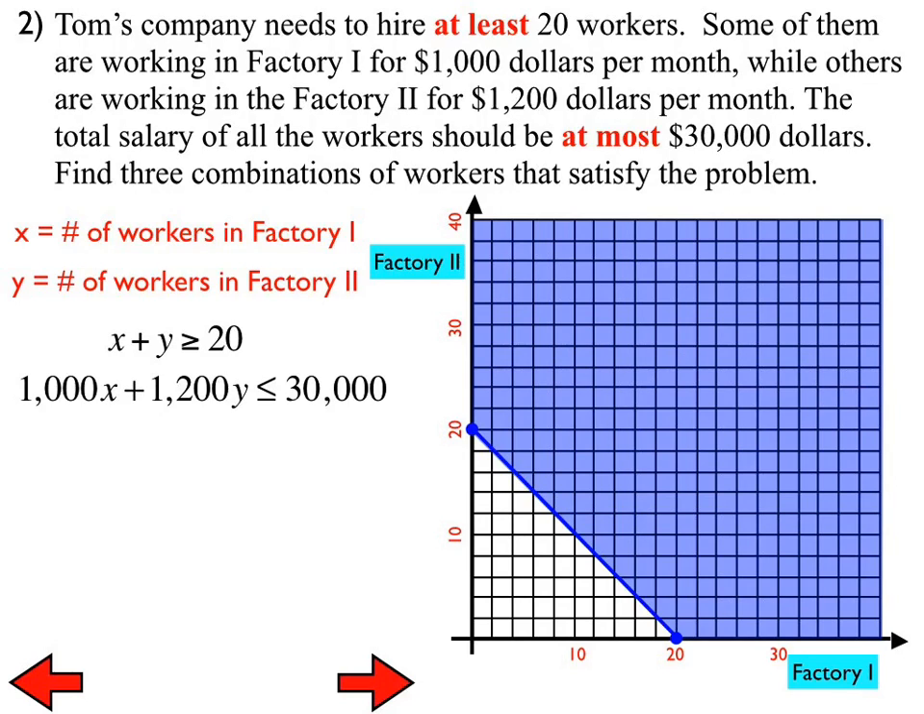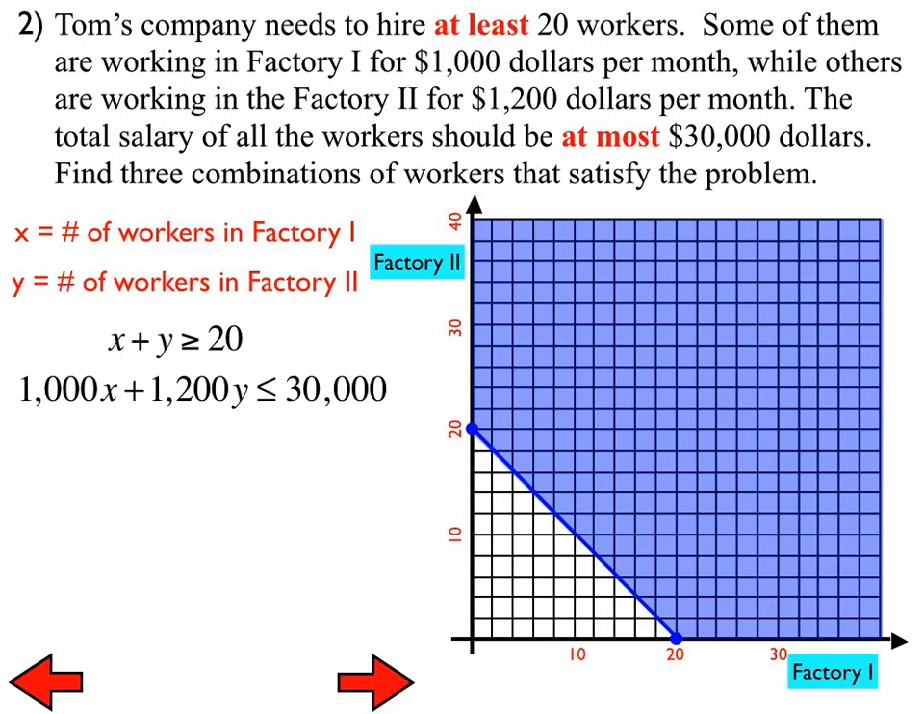Now we're going to take a look at the second inequality. Once again, I'm going to go with the x-intercept and the y-intercept. So here's what I want all of you to do right now. I'll give you about a minute. For that second inequality, figure out what the x-intercept is and what the y-intercept is. Go ahead and do that very quickly.